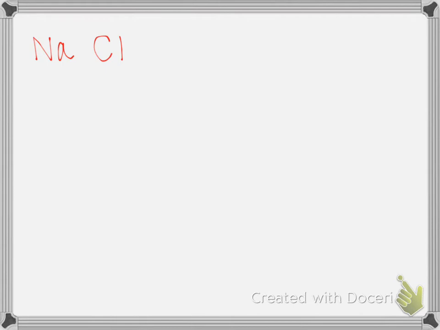If you write your charges in and you look at the periodic table, Na is a +1, Cl is a -1, and so those charges cancel out, +1 and -1, and so our formula is automatically just NaCl.